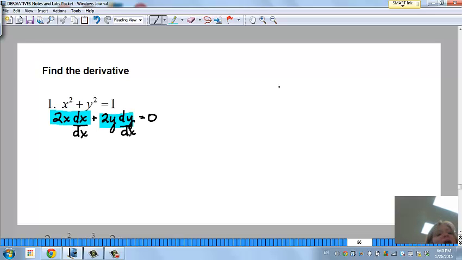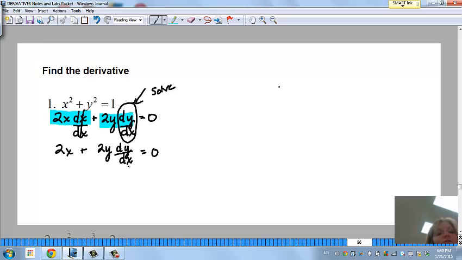Okay? Now, basically, you're going to be solving for dy/dx. That's what you're actually solving for. If you'll notice, dx divided by dx is 1. So I really have here 2x plus 2y dy/dx equals 0.